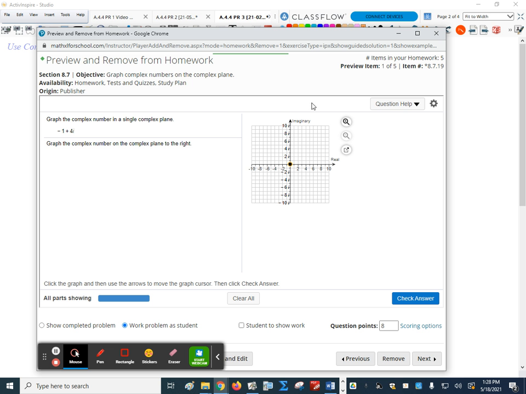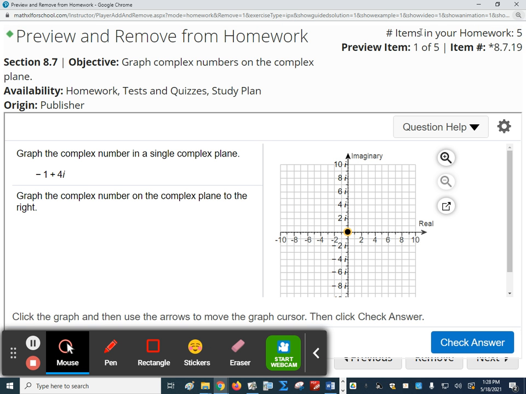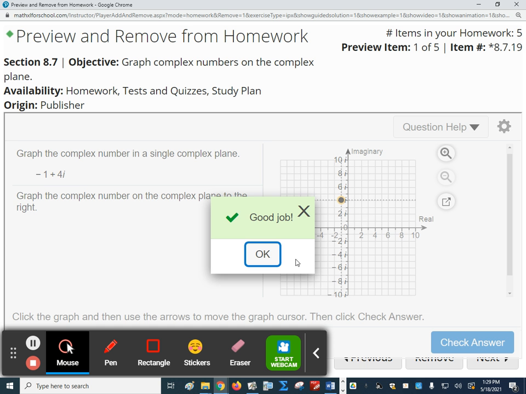Okay, so you tell me, here's just some sample problems. It's going to ask you to graph this complex number in the complex plane. So what would I do? Well, you're just going to drag this point to the appropriate place. So where am I going to put it? 1 to the left, 4 up. So it's right there. Okay. Make sense? Piece of cake.